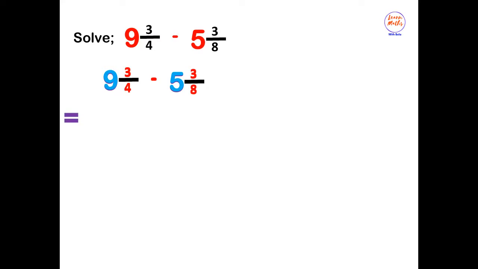9 3 over 4 minus 5 3 over 8. 9 minus 5 on one side, then 3 over 4 minus 3 over 8 on another side.